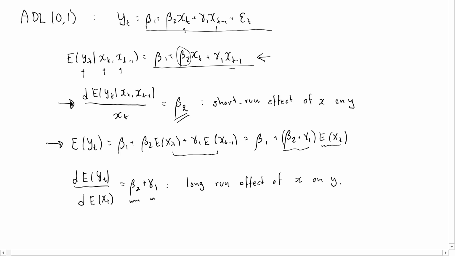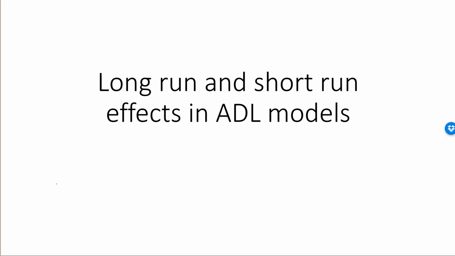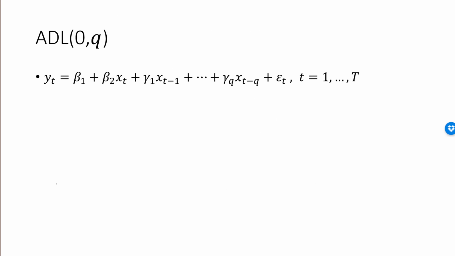If I look at the expected value of yt and I have more lags, then you can easily see that this parenthesis will be beta 2 plus gamma 1 plus gamma 2 plus gamma 3 and so on, all the way to gamma q. And it will follow that the long run effect will be beta 2 plus gamma 1 plus gamma 2 and so on, all the way to gamma q. So let's just state these results.